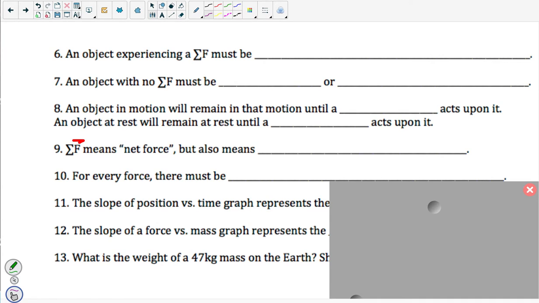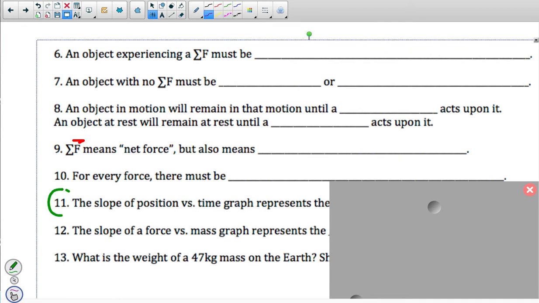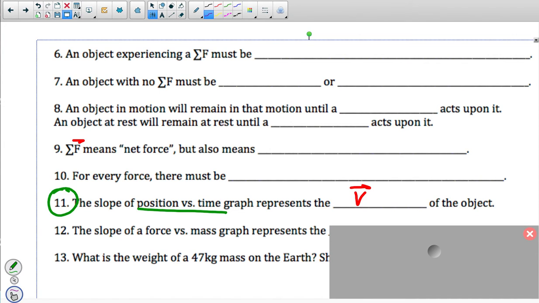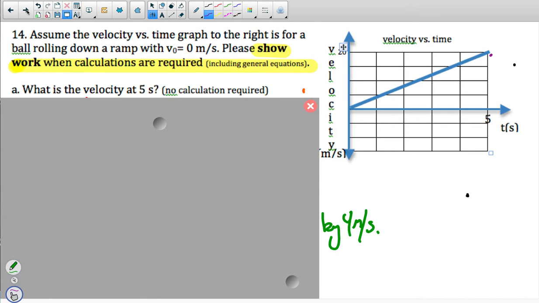I forgot to answer question number 11 on side 1, so we'll take care of that. The slope of a position versus time graph represents the velocity of the object. If it's a straight line, it's average velocity. If it's along a curve, the slope of the tangent line would represent an instantaneous velocity at any clock reading along the way. Moving on to side 2.